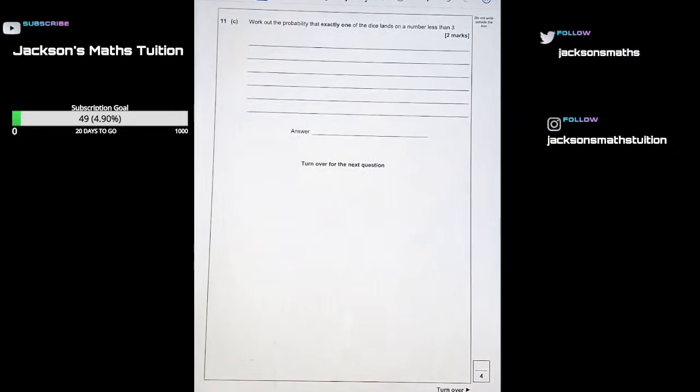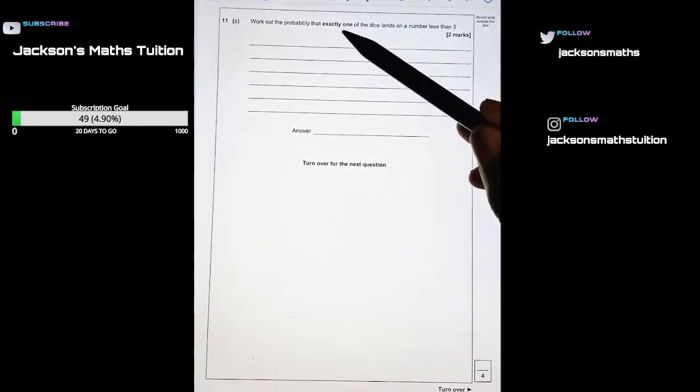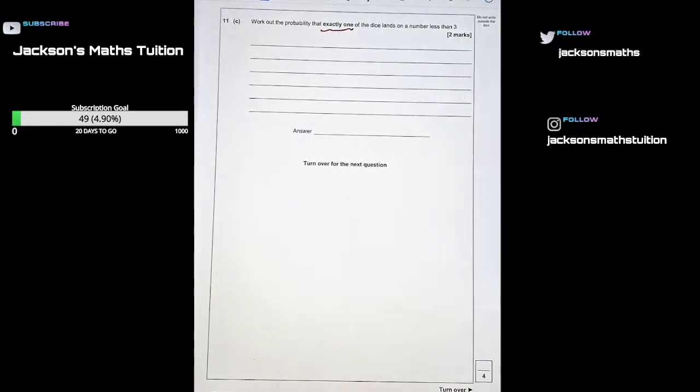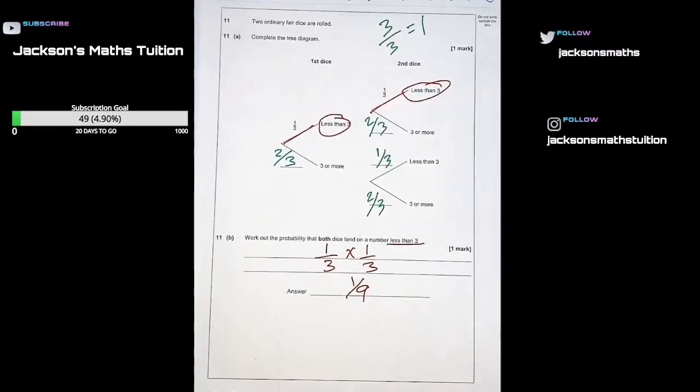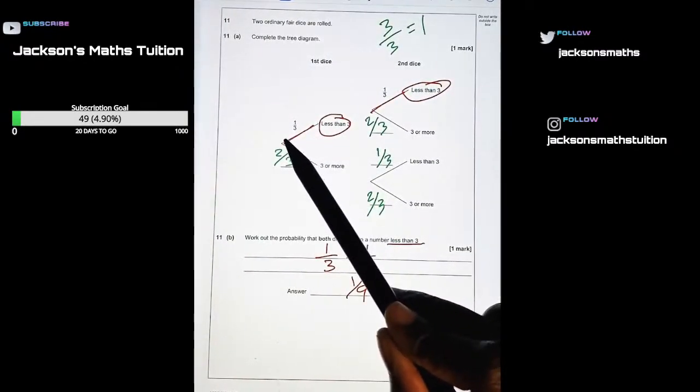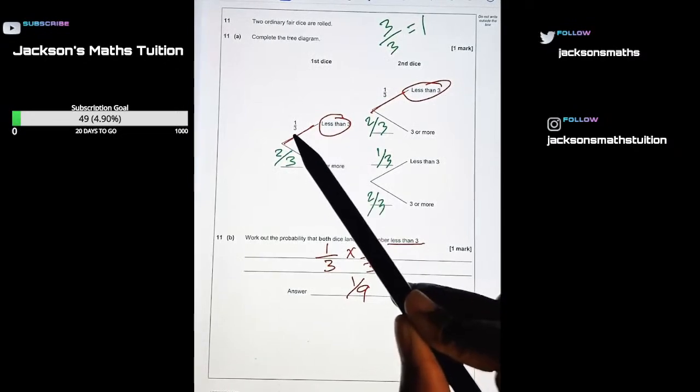Okay. Part C. Work out the probability that exactly one of the dice lands on a number less than 3. So the 2 dice are being thrown and we're going to look for the combinations that have exactly 1 that lands on a number less than 3. Okay, so let's go back to the diagram and we're going to look for those branches that have exactly 1 that lands on a number less than 3. So if we look at the first branch, we have 1/3, which is less than 3. Okay, so we need this here.